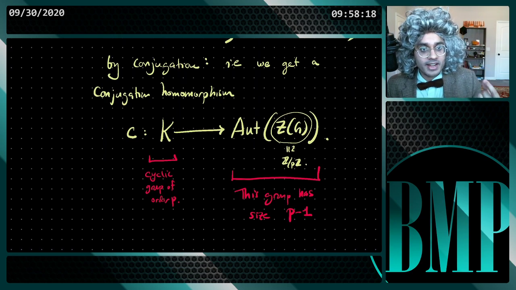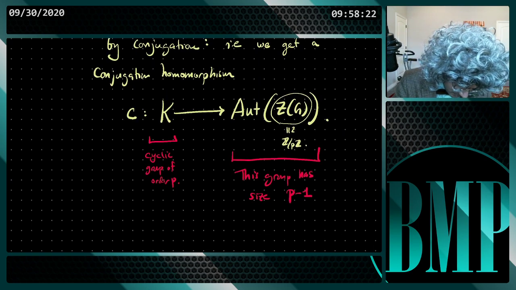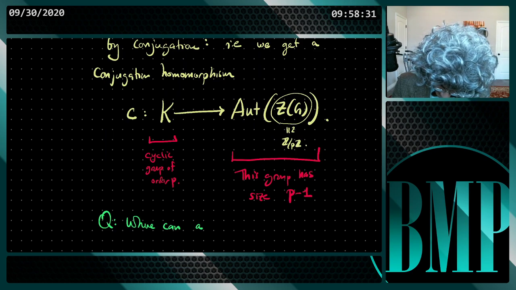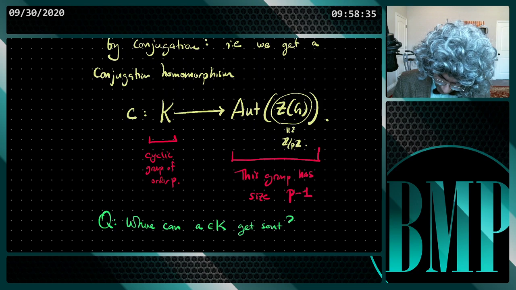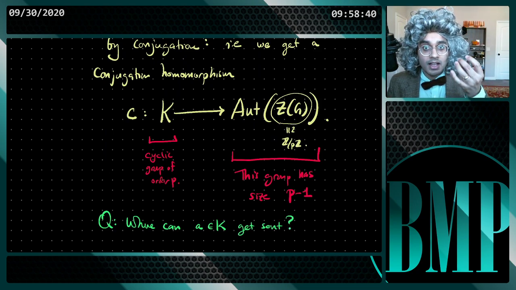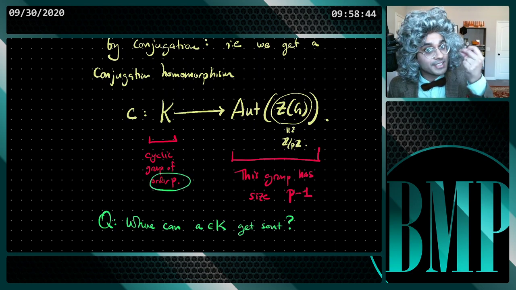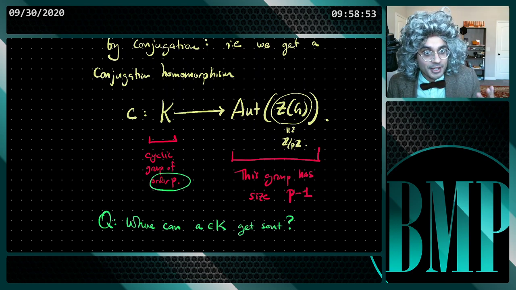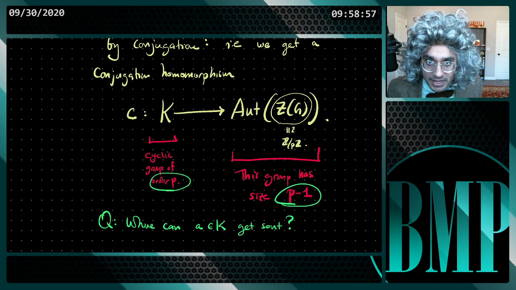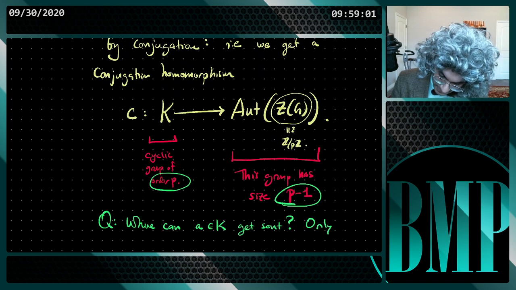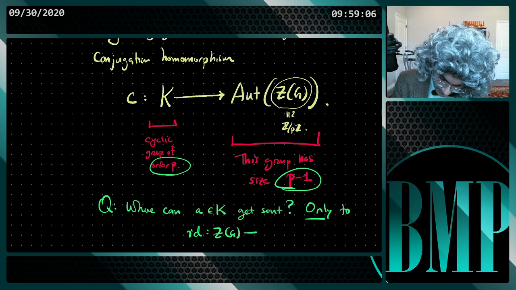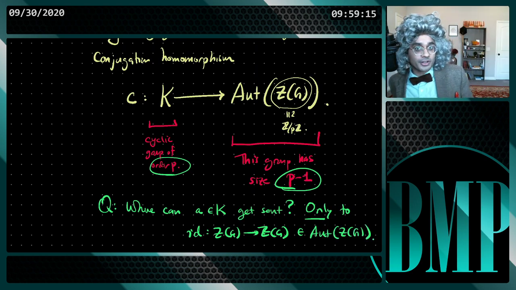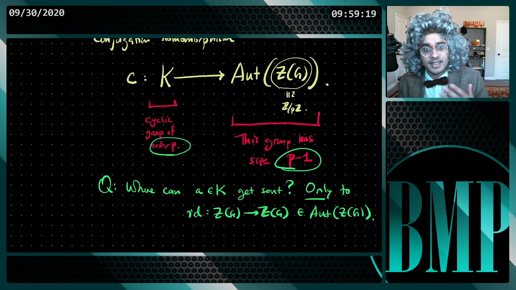So ask yourself, where can a generator of K go? Say a is a generator of K. It has to get sent to an element of order dividing p, because it has order p. So wherever it goes under the homomorphism has to be an element whose order divides p. But there is no element of order p in a group of size p minus 1. So where can a get sent? Only to the identity map, the identity automorphism, because of order considerations. There's no room for an order p element in this automorphism group.